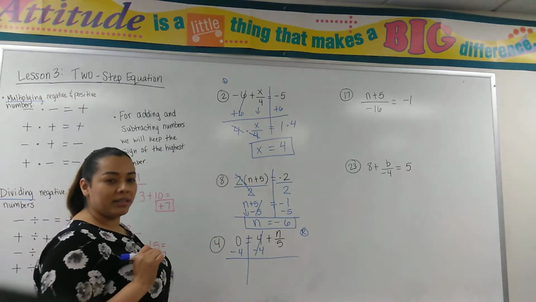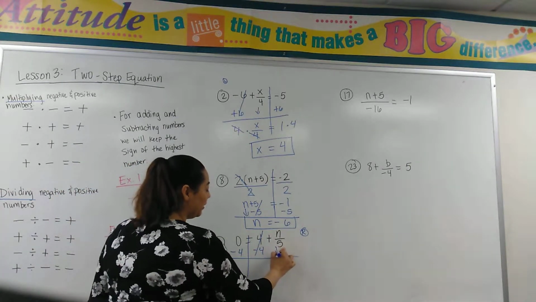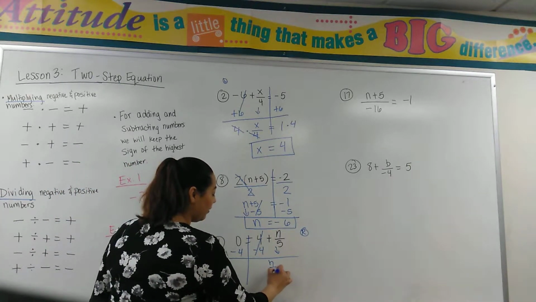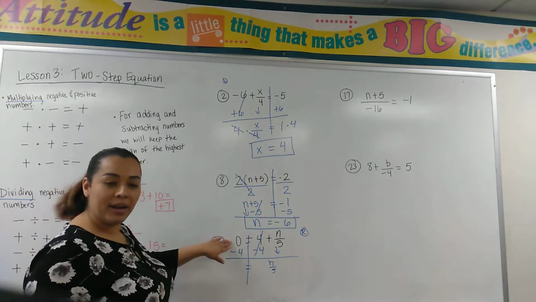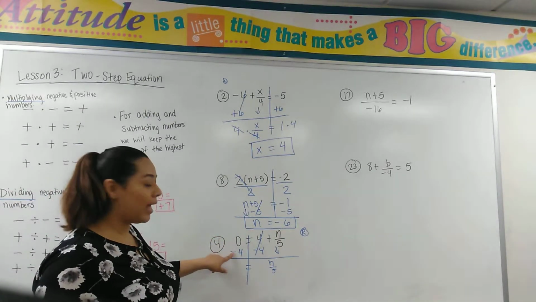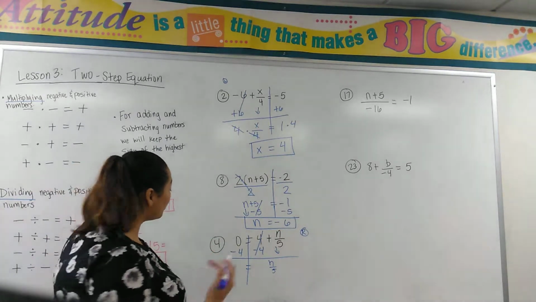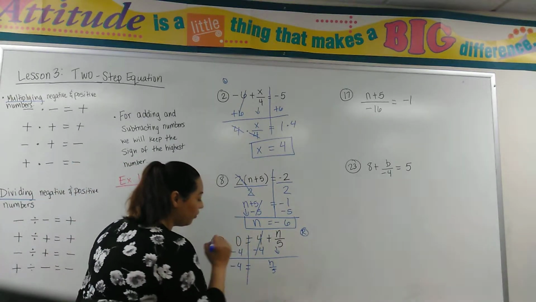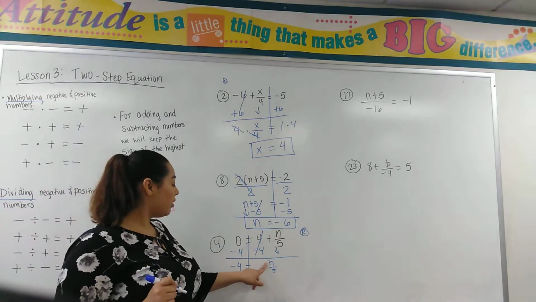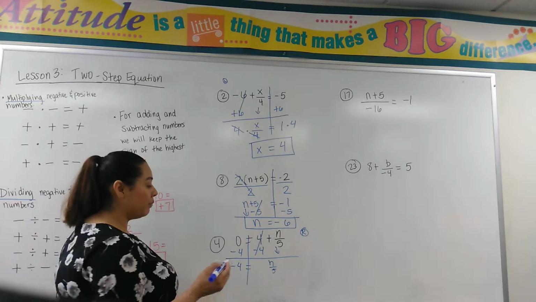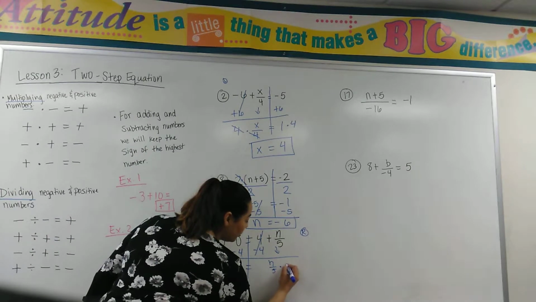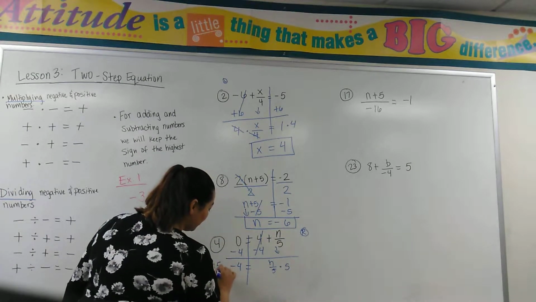4 and negative 4 cancel out. Bring down the n over 5 is equal to 0 minus 4. So right now, we have no money and we owe 4. So at the end of the day, we're still going to owe $4. Remember that a fraction means division. Opposite of division will be multiplication. So we're going to multiply both sides by 5.